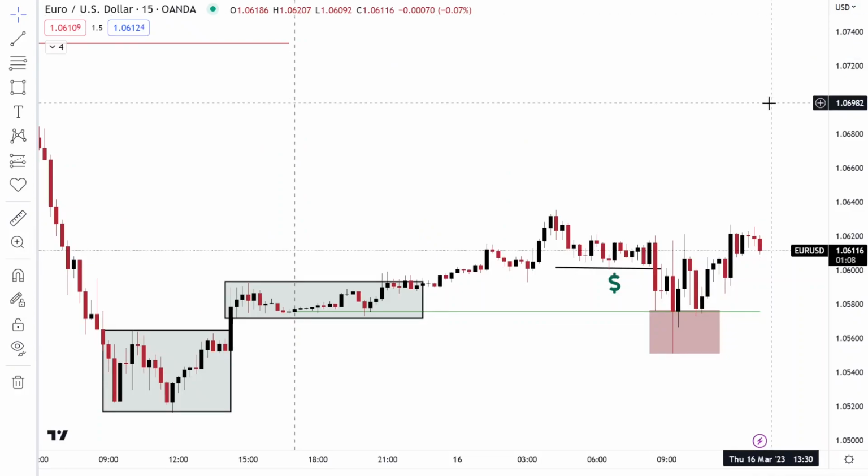Hello guys, it's Etm Fx, and I'm going to go over how to backtest correctly. What is backtest? It's going through historical data via the replay button.